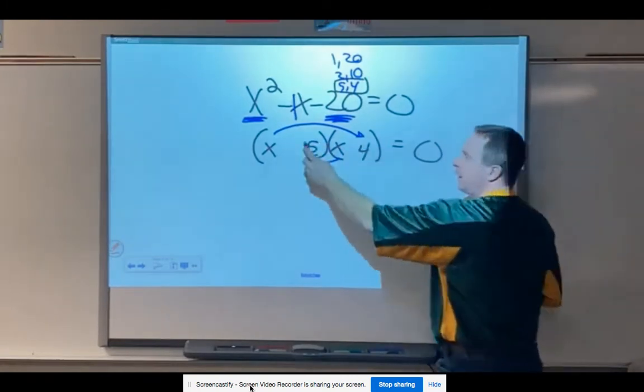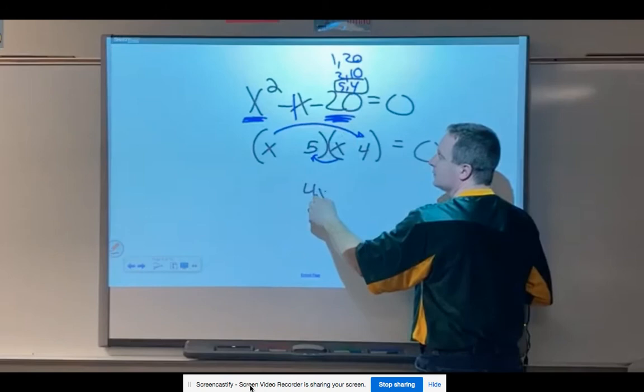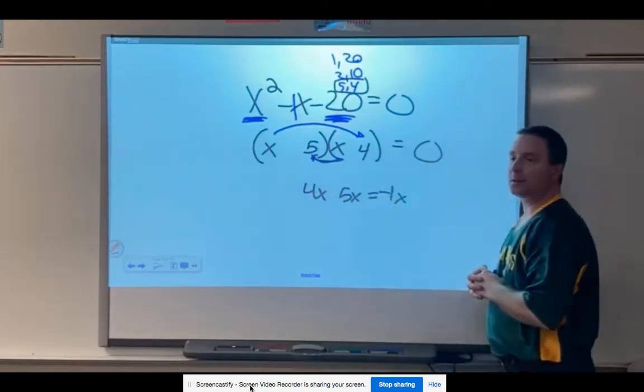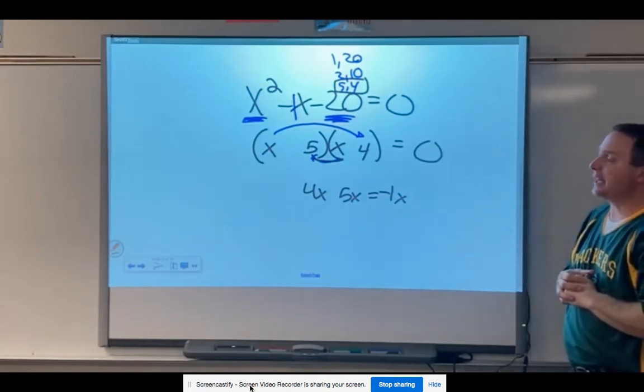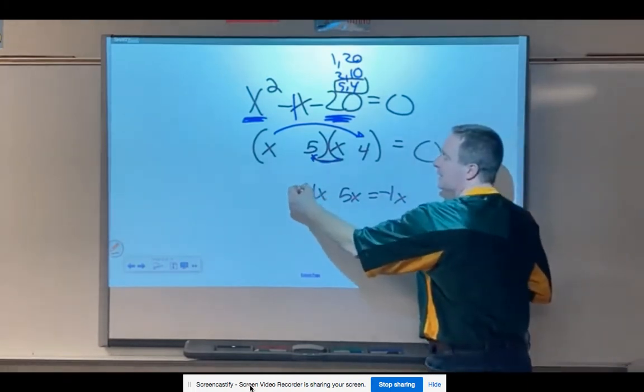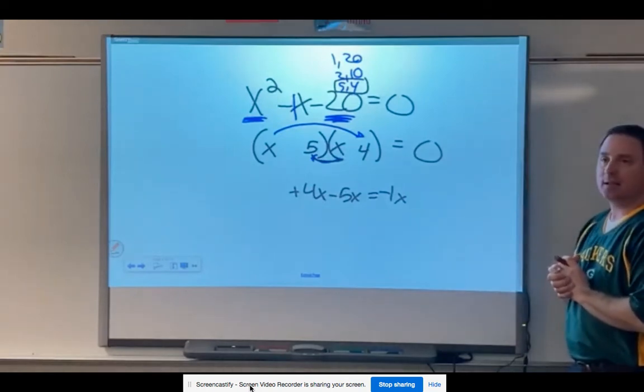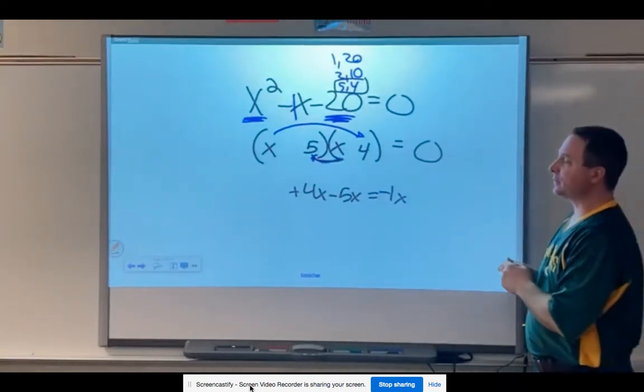Okay. And if I FOIL here real quick, there's a 4x. There's a 5x. Can I get a negative 1x using those two numbers? We sure can. I think if I had a positive 4 and a negative 5, 4 minus 5 gives me negative 1. Let's go put the signs in afterwards.